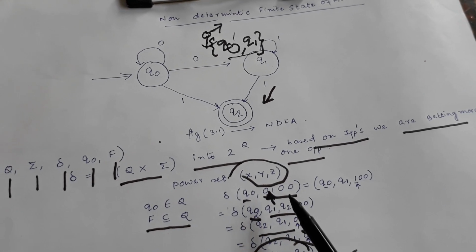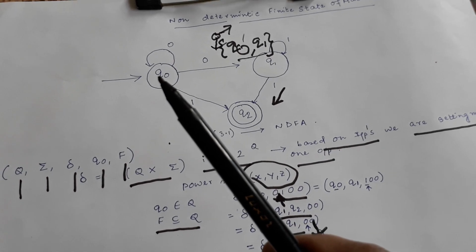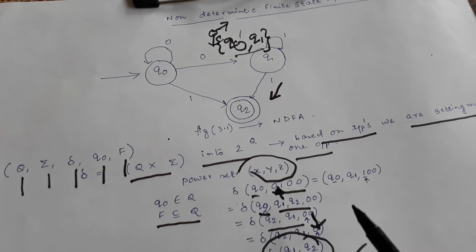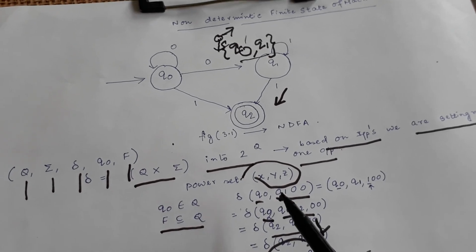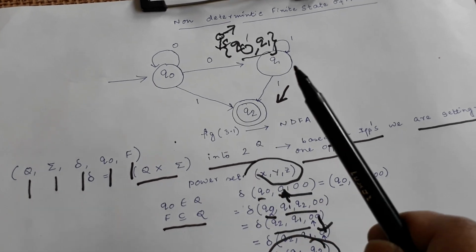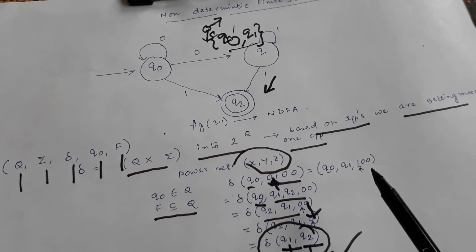So if we apply 0 to q0, where does it jump? It jumps to the same state, that is q0, or it changes its state to q1. That's why I have written that if we apply just 0 to q0, we have more than one state, that is q0 and q1. Now the rest of the string is 100. The same way we can process the rest of the string.